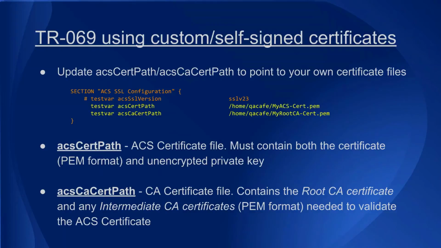This slide mentions what I mentioned a little bit earlier. If you want to use your own certificate files, you can substitute those certificates for the default ones that are used by CDRouter. The cert path just needs to point to the ACS certificate file. That file needs to contain both the certificate and the private key that go with it. The CA cert path contains the root certificate and any intermediate certificates that are needed to validate the certificate.